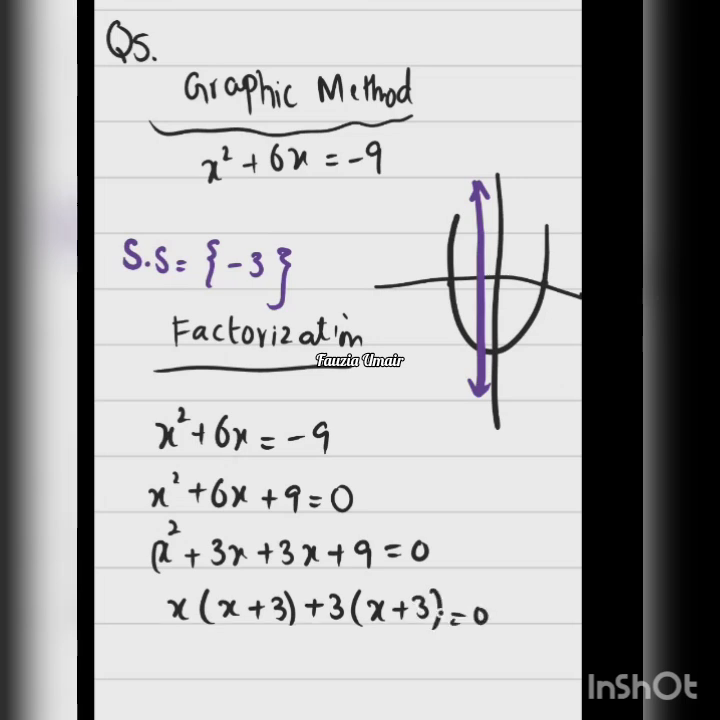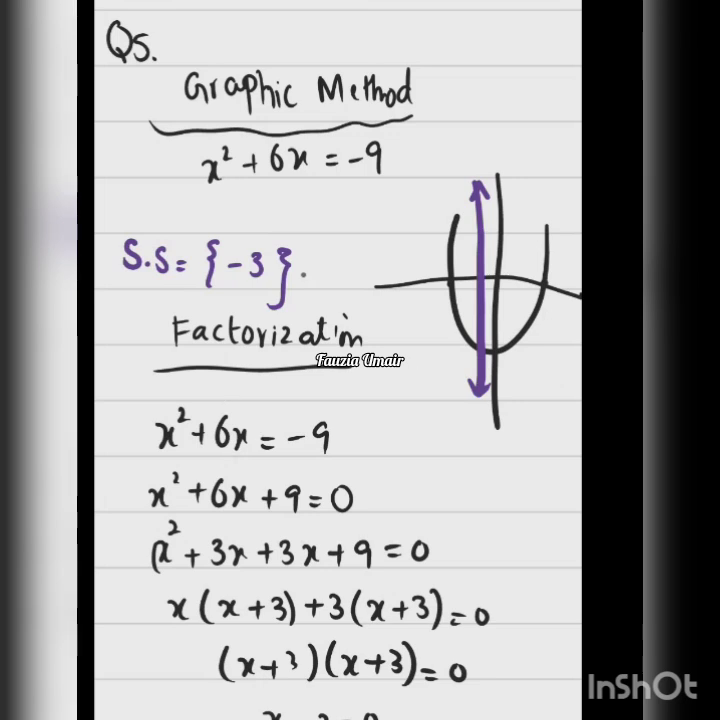So what are the two factors? x plus 3 and x plus 3. So both are the same factors. That's why we are getting only one line. So only x plus 3 is equal to 0 and x is equal to -3. So the solution set is -3. All right. Is it clear? Yes.